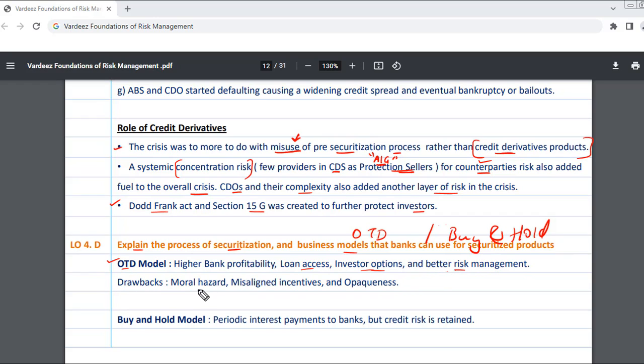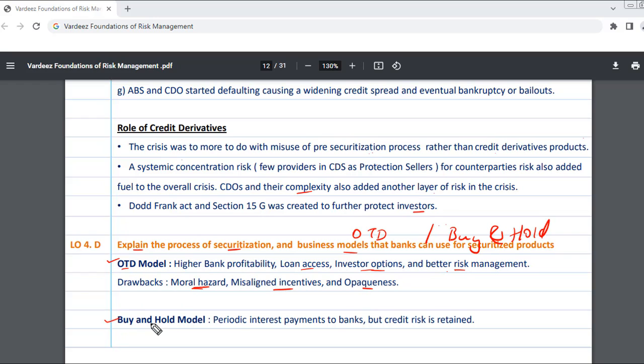Talking about drawbacks, there was moral hazard. Since banks were just sourcing loans and selling them to the SPV, they did not have any incentive to make sure that the loans they were underwriting were of good quality. Then there were misaligned incentives. The OTD model encouraged lenders to focus on short-term profitability instead of sustainability for a very long period of time. There was opaqueness. As I told you, the CDOs and securitization are very complex, and there was also a lack of transparency in the process for investors. So investors could not actually understand the risk involved in all those tranches or in the securitization overall.